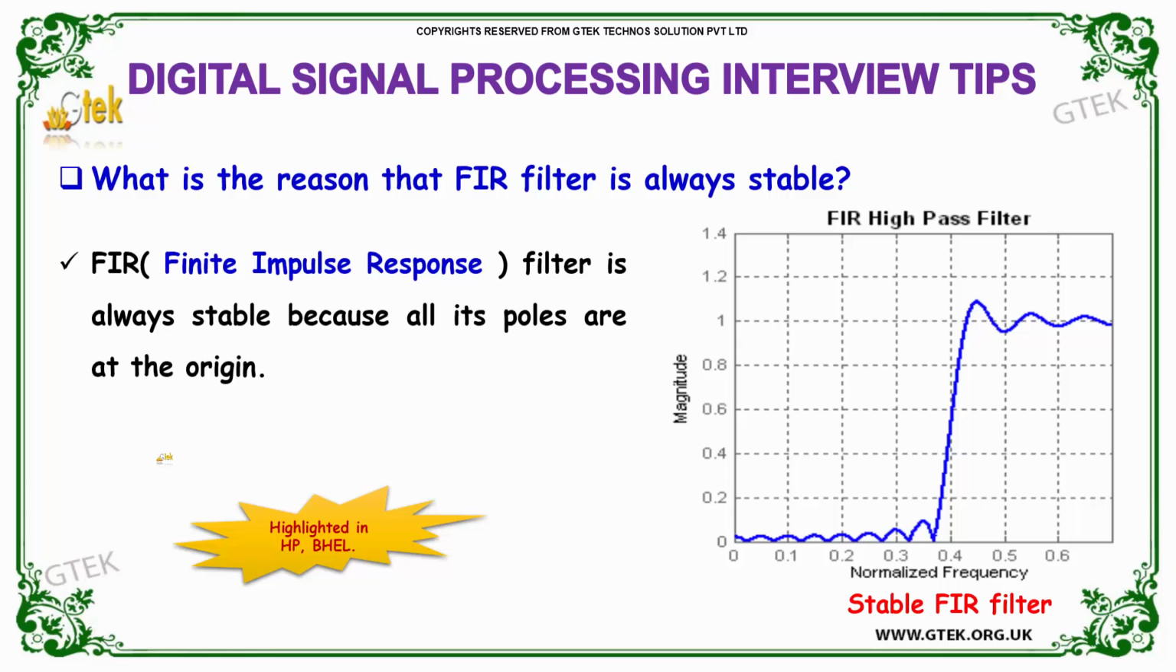We have the next question. What is the reason that FIR filter is always stable? The reason is FIR filter is always stable because all its poles are at the origin.